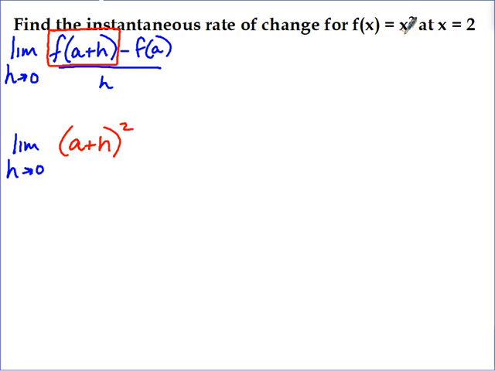Okay, now I'm going to subtract f of a. To find f of a, I am taking a and plugging it into my function. So a plugged in here just gives me a squared. Everything else stays the same. So I've kept everything in blue that didn't change.